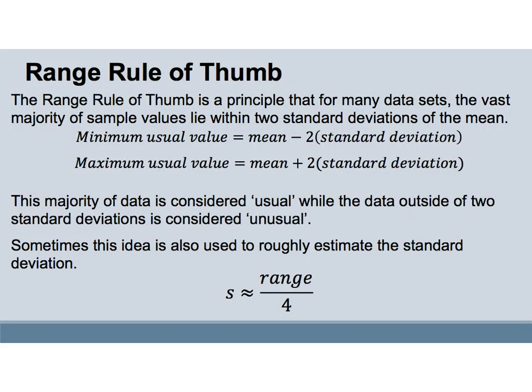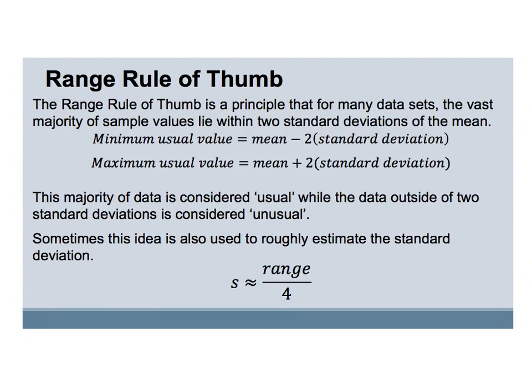Okay, the next thing we talk about is the range rule of thumb. The range rule of thumb is a principle that for many data sets, the vast majority of samples lie within 2 standard deviations of the mean. So you'll hear this a lot when you're reading different publications. It'll talk about the mean plus or minus 2 standard deviations. It's always plus or minus 2 standard deviations because that's the usual set of data. My minimum usual value is mean minus 2 standard deviations. My maximum usual value is mean plus 2 standard deviations. Anything below that or above that is considered unusual.